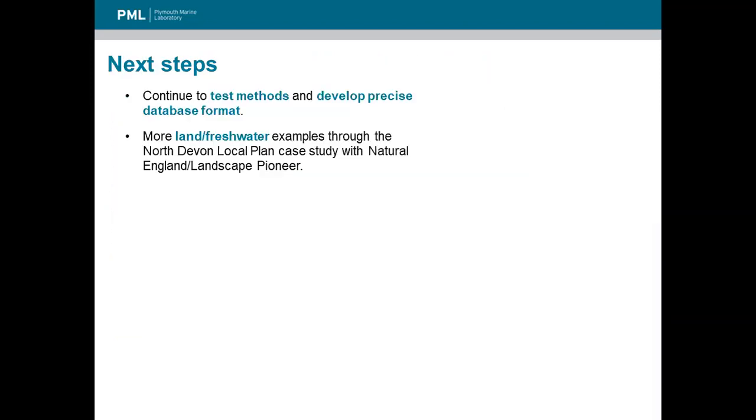And what's happening next is we're going to continue to test the methods and also to develop the precise database format, and to try and get more land and freshwater examples through ongoing work on the North Devon local plan case study and with Natural England and the Landscape Pioneer. Because while this was started under the Marine Pioneer, it's very important that the process is applicable across all habitats, so that it's something that is likely to actually be taken up.